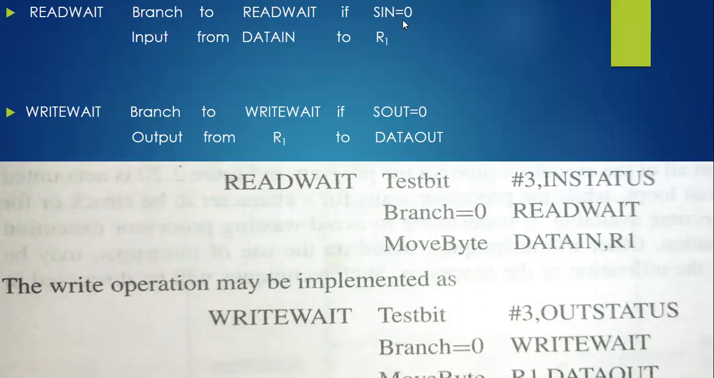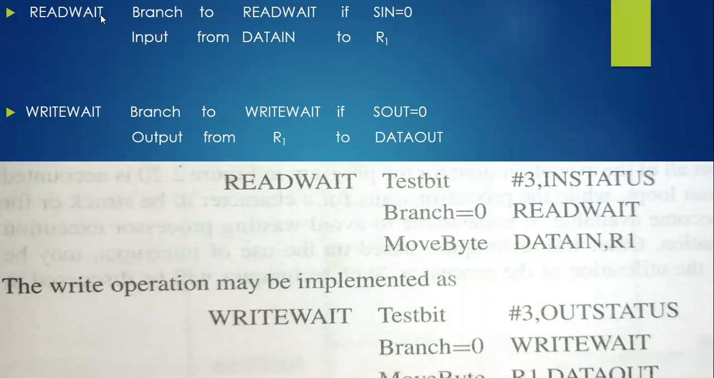Remember from the previous slide, S in will be 0 when we don't have any input available in the data in buffer register. It means we don't have any input available to process. Then what do I need to do? We need to wait until we receive the input there. So we are writing this statement, read wait.